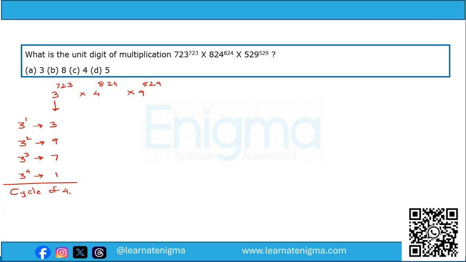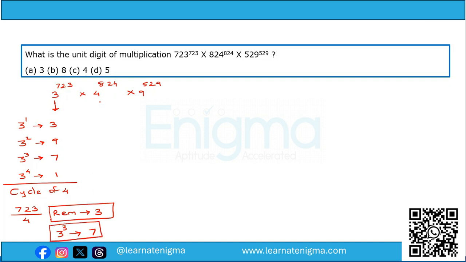Because it is a cycle of 4, we divide the power, in this case 723, by 4 and find out the remainder. The remainder comes out to be 3. Now, as the remainder is 3, we get the answer as 3 raised to 3, that is, units digit is 7. So this is the answer from the first part, 7.